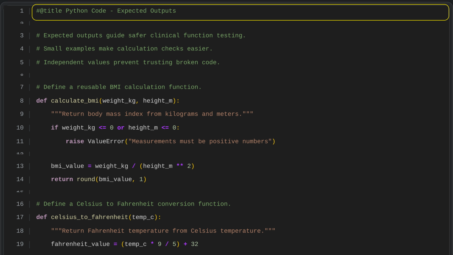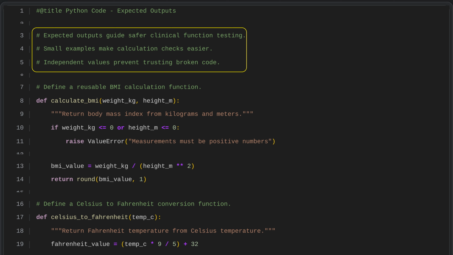Python code. Expected outputs. Expected outputs help make clinical function tests safer and more reliable. Using small examples simplifies checking calculations, while independent values reduce the risk of trusting faulty code.